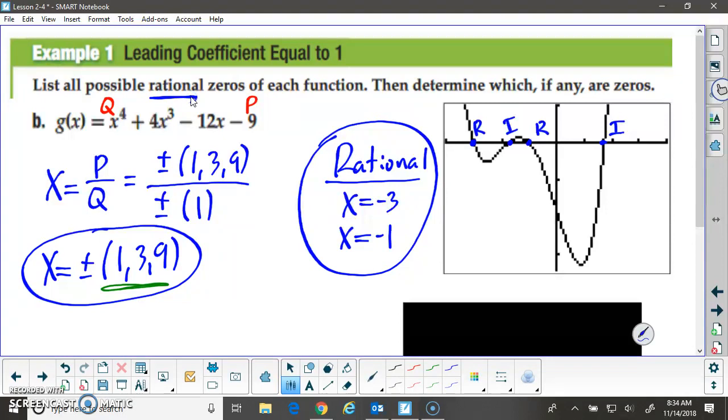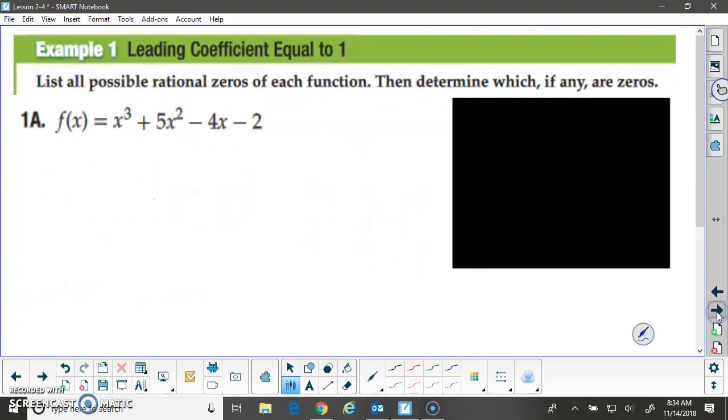Let's do another example of the same kind of problem. Here this is a third degree polynomial, which means it's got 3 zeros. To come up with a list of possible rational zeros, I have to have factors of p divided by factors of q.